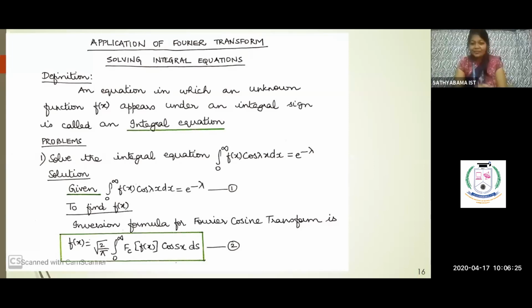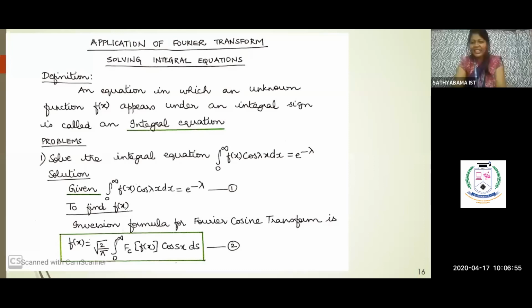When you say solve x plus 2 equal to 0, what do you do there? You find the value of x which satisfies that equation. You say x is equal to minus 2 is the solution, right? Similarly, when I say solve this integral equation, what do I mean? I'm asking you to find the value of f of x. What is the unknown here? f of x. I'm asking you to find the value of f of x which satisfies this integral equation. Have you understood the objective of the problem?